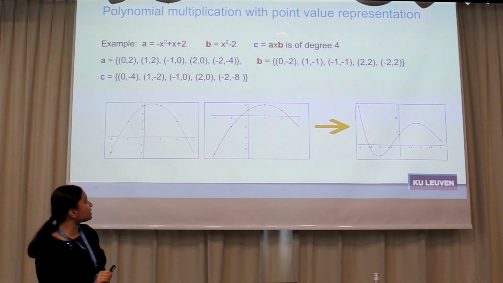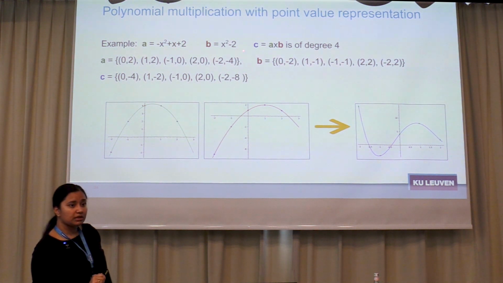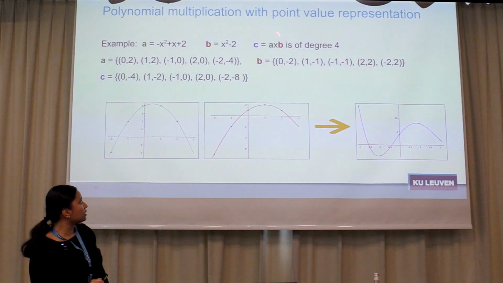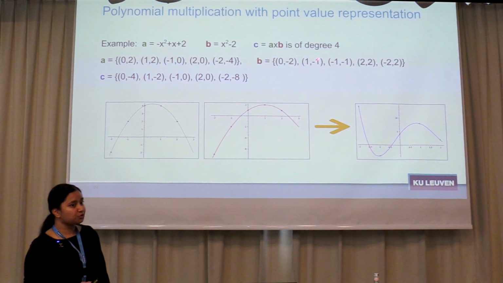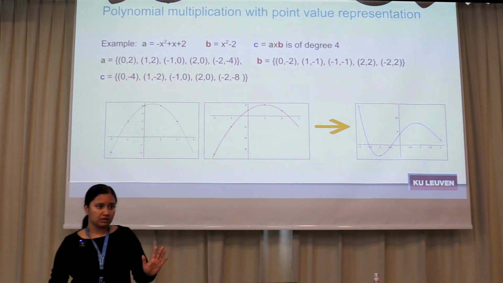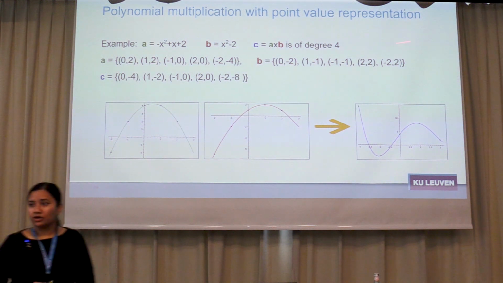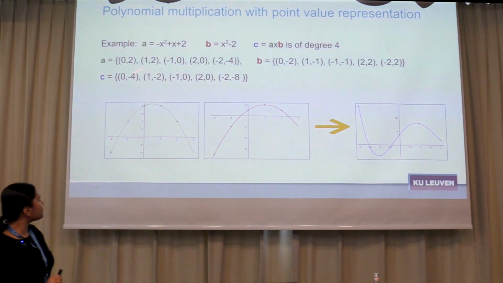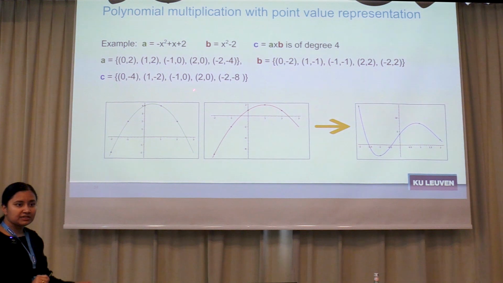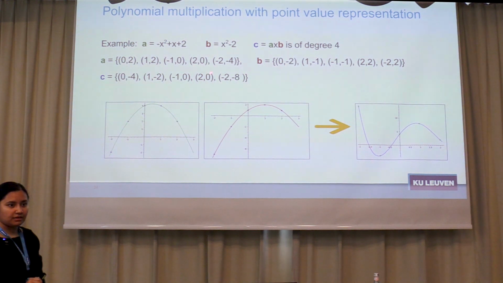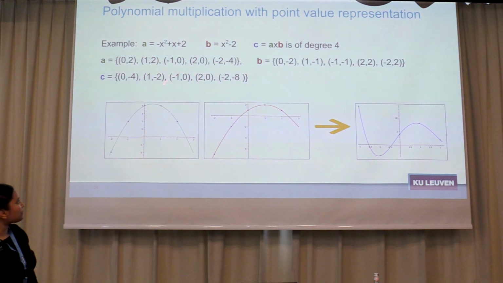And here our A is degree 2 and B is degree 2, so our C would be degree 4. So it would have 5 unknowns, right? And then we have to have 5 samples. So the number of samples is fixed, because we want these 5 points of C, and only then can we uniquely represent this curve.